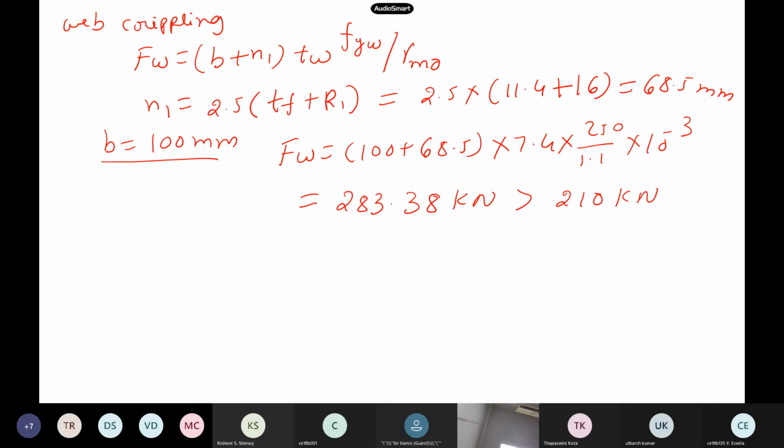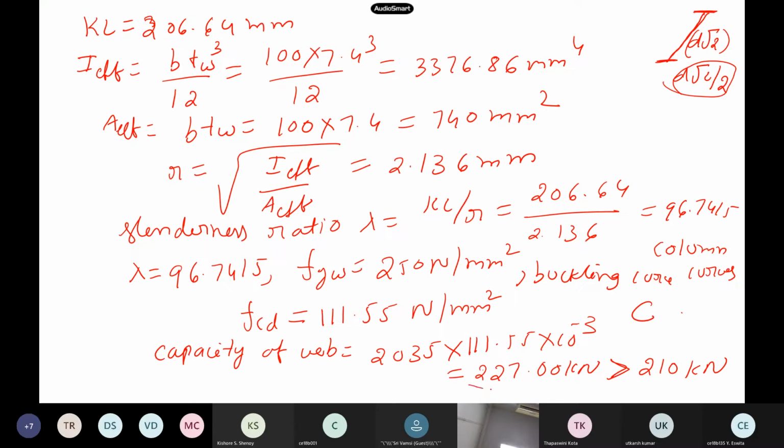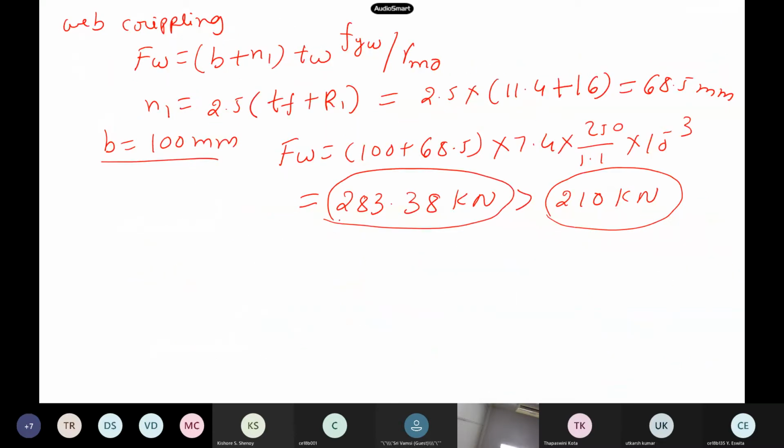Now suppose somebody asks you, if I increase the shear force accidentally, what happens to the web? Will the web cripple or will it buckle? This is the buckling strength of the web, 227. The crippling is 283. Now if the load is slightly increased or the shear force increases accidentally, how will this thing fail? Will it fail by web buckling or by web crippling?